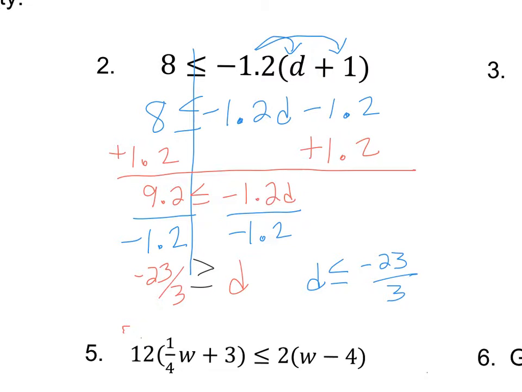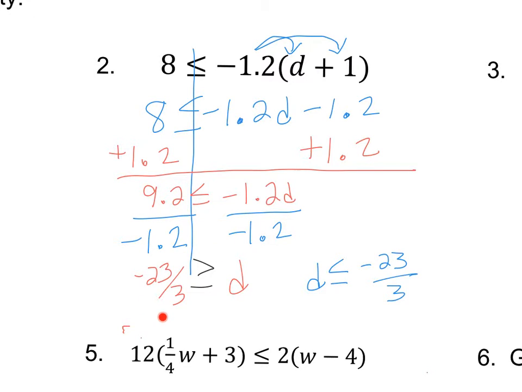Okay, there's a couple of things to point out on number 2. First, when we're just distributing a negative number, that's just distributing. It is not the same as the flip-flop rule. The flip-flop rule means we're multiplying both sides by a negative number. So multiplying or distributing the -1.2 did not make us flip-flop. But further down, when we divided everything by -1.2, that's what caused the flip-flop.